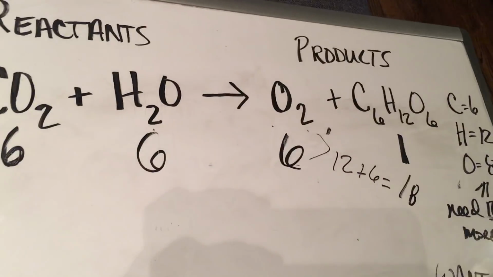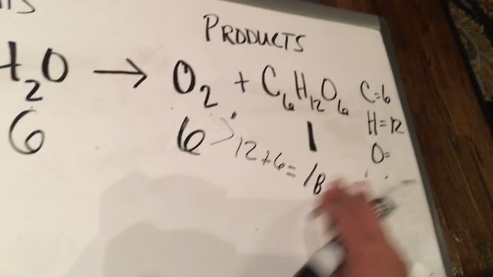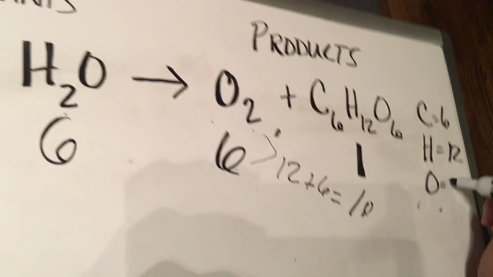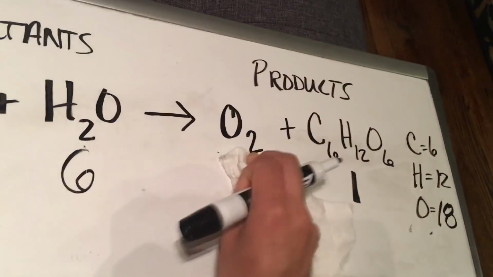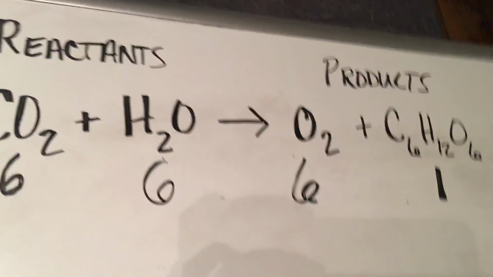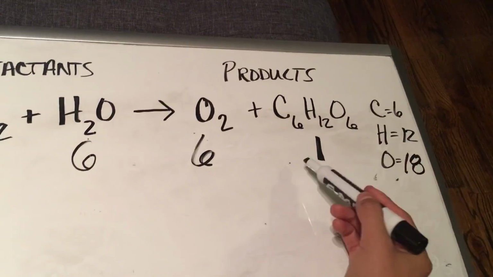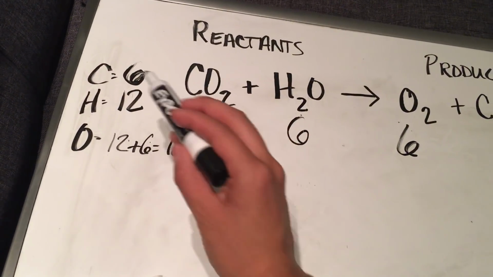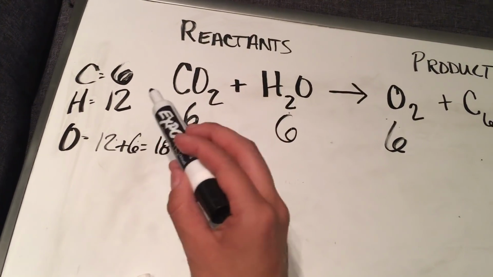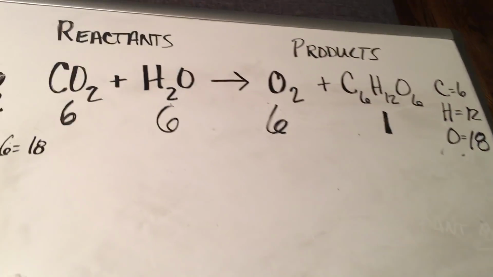So now I have, how many O's? 18. Wow, that was a lot. But it can be kind of fun when we get in the groove, okay? So now our equation is balanced. We have 6 oxygens, 12 hydrogens, 12 plus 6, 18 oxygens. This side we have 12 hydrogens and 18 oxygens. This looks nice and beautiful.